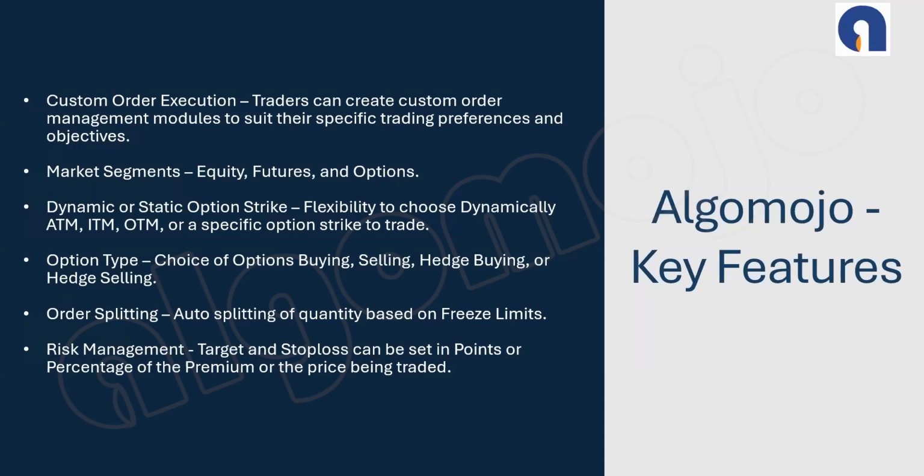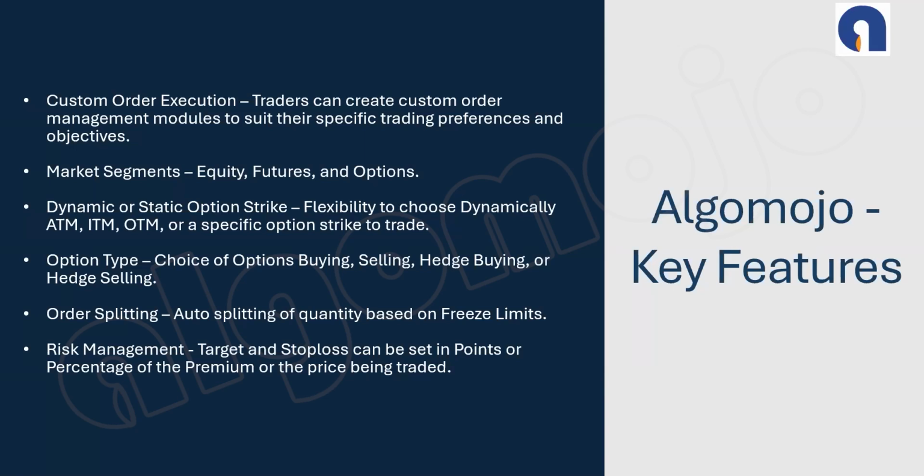In terms of risk management, we currently have target and stop loss, which you can set either in terms of points or percentage, both for futures or options. We will look at the instrument that you're trading based on the average cost of taking the position. We will calculate the target and stop loss that you have set, and whenever those levels are reached, the target or stop loss orders will be triggered automatically.